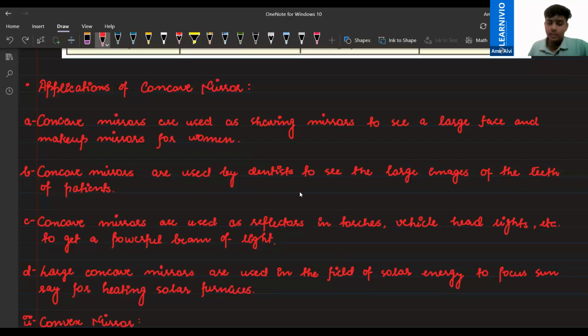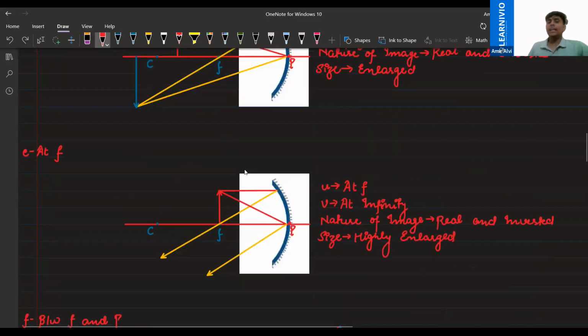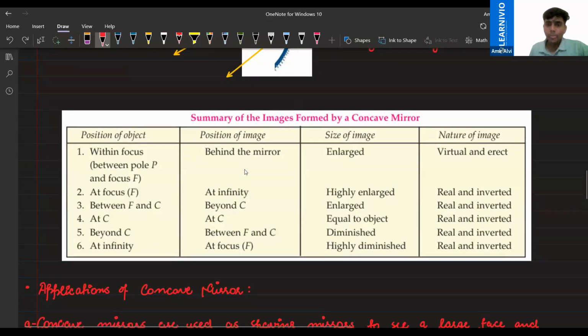You'll get to know how it is formed in these ray diagrams. Every answer is there. Okay.